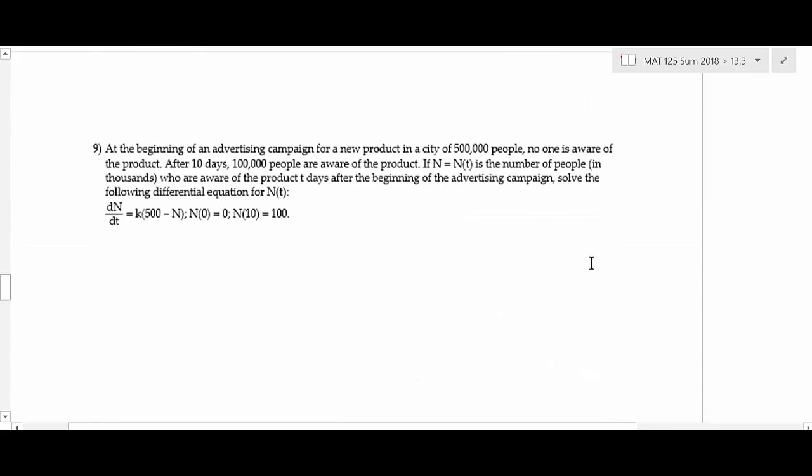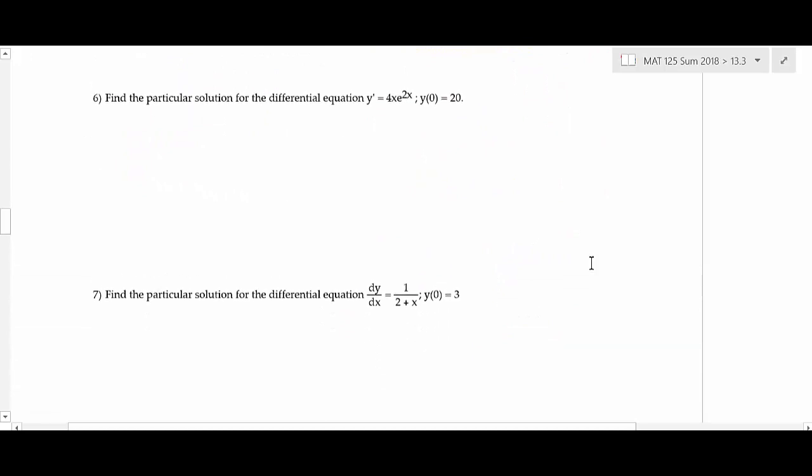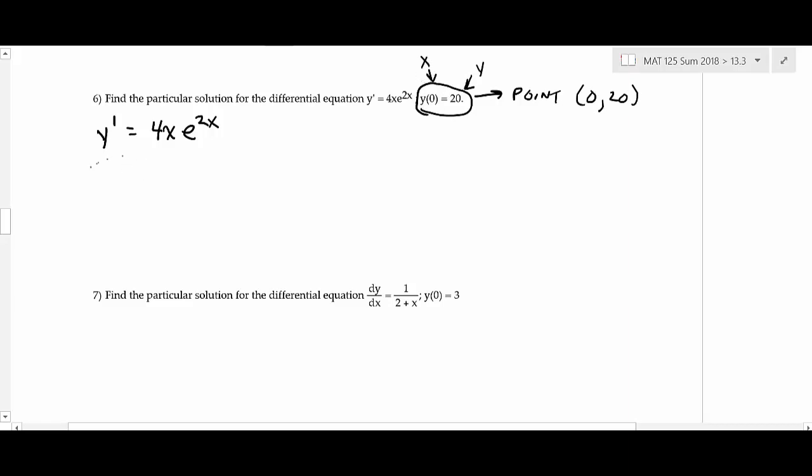All right, now I'll move on to the next thing here. Let's do a couple more of these initial condition problems. On number 6, we have the first order differential equation y prime equals 4x e to the 2x, and then we have the initial condition. Remember, that initial condition is just giving you a point, (0, 20). That's the y value and that's the x value. All right, so what I'm going to do is the integral of both sides.